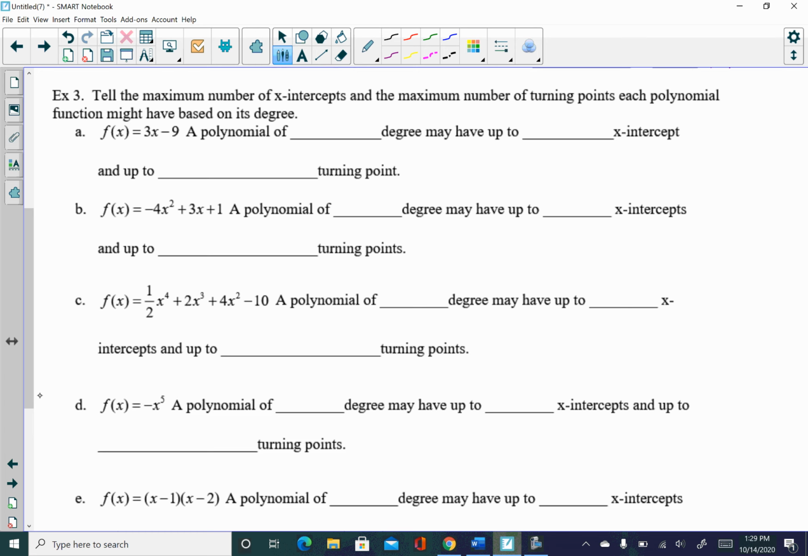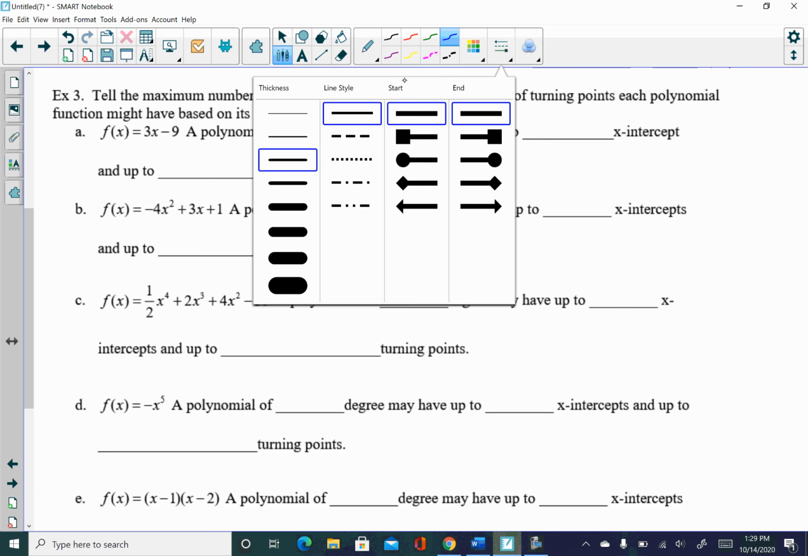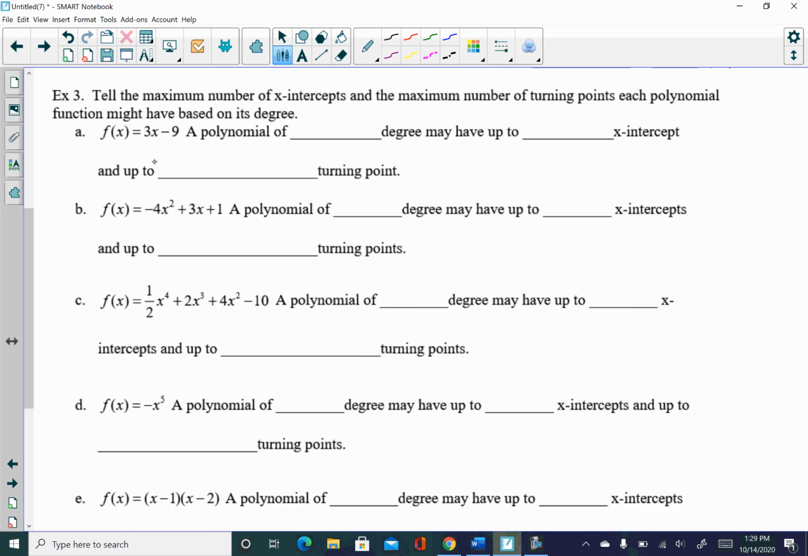I'm just going to do letter A and B here with you. Okay, it wants us to give the maximum number of x-intercepts and the maximum number of turning points of each polynomial based on its degree. So here in letter A, f of x, I'm still using the same example throughout this whole lesson pretty much. We'll notice here in letter A, I've got this polynomial 3x minus 9, so we know the degree on it is just 1, so it's the first degree. It can have up to then 1 x-intercept and up to 0 turning points.